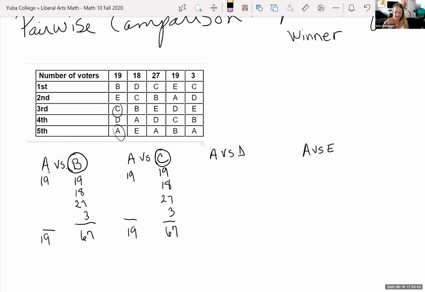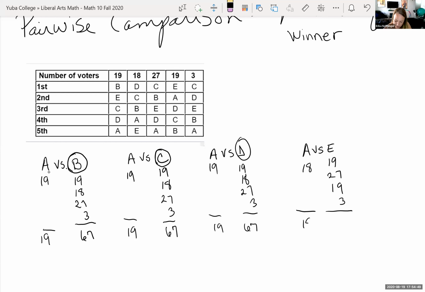So A and D, A is last, so D is above, so they get 19. A and D, 18 of them. A and D, 27. A and D, A has 19. A and D, that's 3. So D wins out over A. And then A versus E. So we have 19. A got 18. E gets 27. E gets 19. And E gets 3. So they got 18, one less than before, so I can deduce that that's 66, and E is the winner.